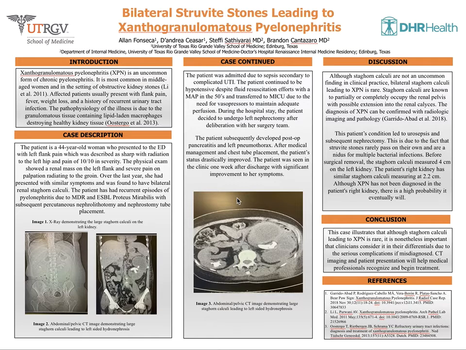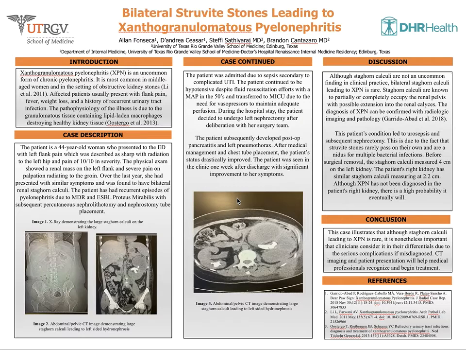As we continue the case, the patient was admitted due to sepsis secondary to complicated UTI. The patient continued to be hypotensive despite fluid resuscitation efforts with MAPs in the 50s, and she was subsequently transferred to the MICU due to the need for vasopressors to maintain adequate perfusion. During the hospital stay, the patient decided to undergo left nephrectomy after deliberation with her surgery team. The patient subsequently developed post-op pancreatitis and a left pneumothorax. After medical management and chest tube placement, the patient's status drastically improved. The patient was seen in the clinic 1 week after discharge with significant improvement in her symptoms.